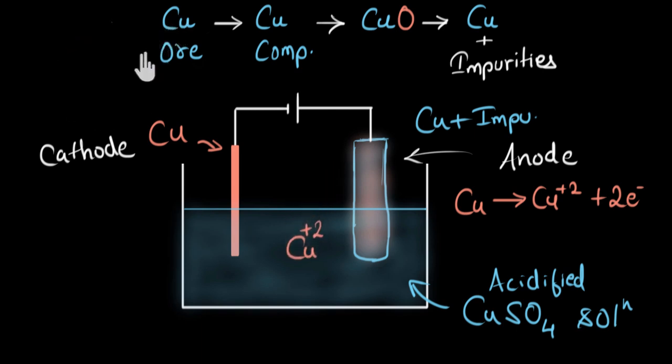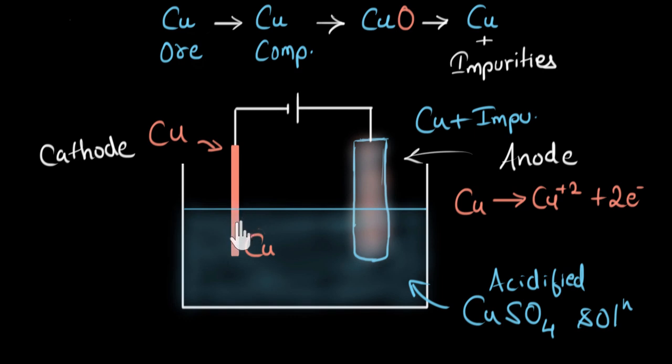Now next is, since 2 electrons went up, then 2 electrons will come down. Equal number of electrons move in a circuit. So here 2 electrons are going to come at the cathode and this will attract a copper ion from the solution. So the copper ion will get attracted towards the cathode. It will take the 2 electrons from the cathode and will become a copper atom. And this copper atom will stick to the cathode. And that's how pure copper atoms get transferred from the impure anode and get deposited at the cathode.